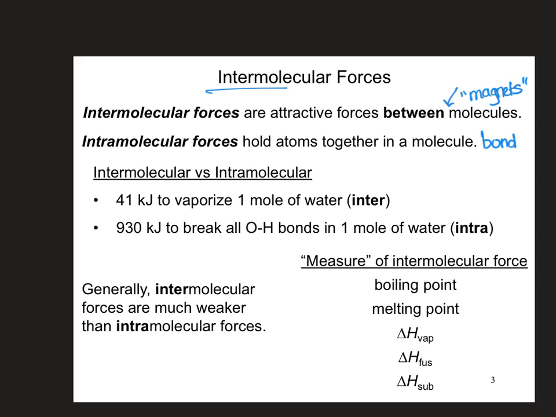And you say, okay, well, big deal. Well, for what we're talking about right now, that doesn't mean much until we read the next line. Compare 41 to 930. 930 kilojoules of energy is what it takes to break the chemical bonds in that same amount of water. So, moral of the story, these forces, these magnets, are not nearly as strong as an actual chemical bond. But 41 kilojoules is a substantial amount of energy, and we have to account for it.